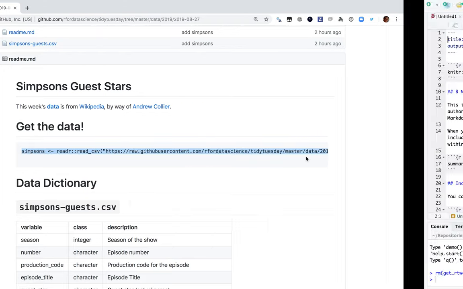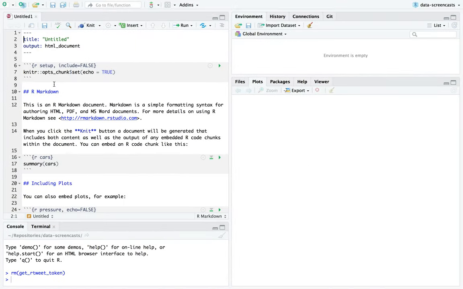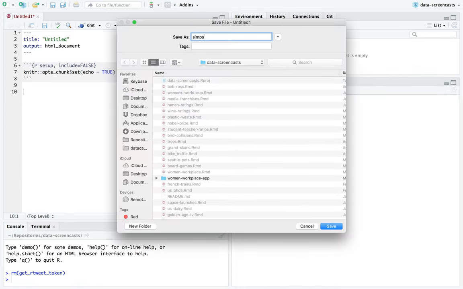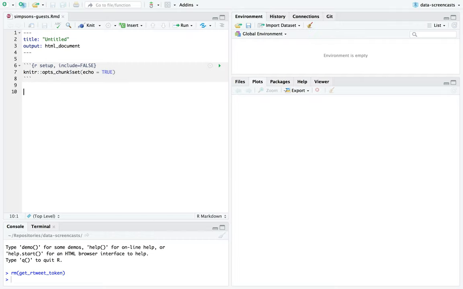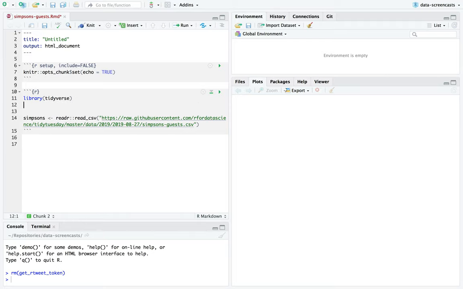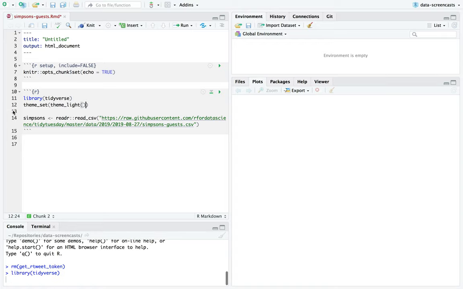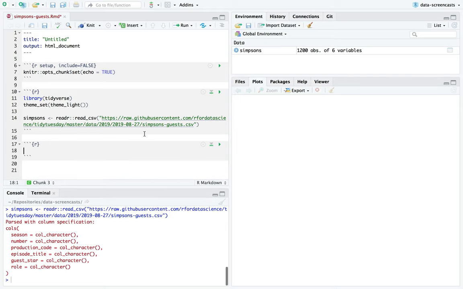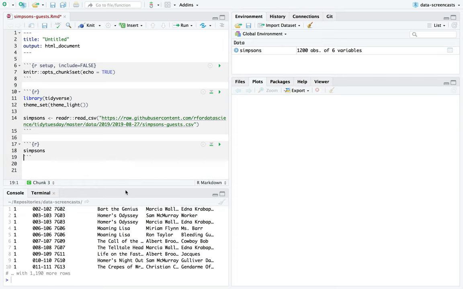Let's see. All right, I'm going to go into an RMD. I'm going to save it as Simpsons guests. And do library tidyverse. Also set my favorite ggplot2 theme, and load in the Simpsons data. I wonder if I'll be bringing in other Simpsons data into here. I might look online and see if there's other ones out there too. So let's see. All right.